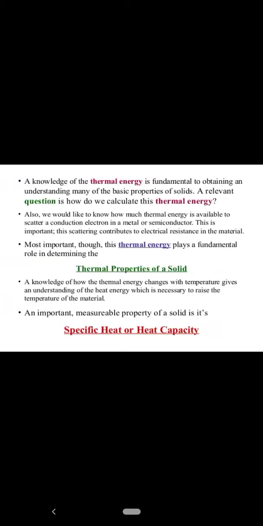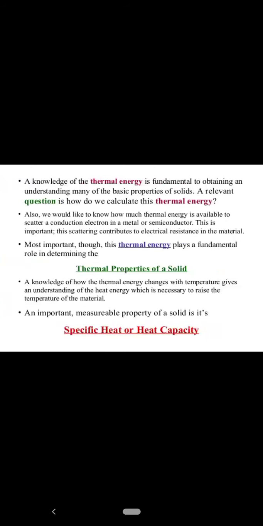A relevant question is, how do we calculate this thermal energy? Also, we would like to know how much thermal energy is available to scatter a conduction electron in a metal or semiconductor. This is important. This scattering contributes to electrical resistance in the material. Most important, this thermal energy plays a fundamental role in determining the thermal properties of a solid. A knowledge of how the thermal energy changes with temperature gives an understanding of the heat energy which is necessary to raise the temperature of the material.